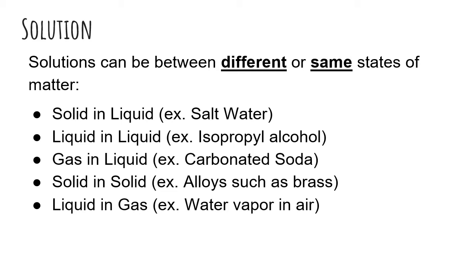We can dissolve a gas in a liquid. That's like carbonated soda or any carbonated beverage. It's got lots and lots of CO2 dissolved in that liquid. We can actually dissolve solids in solids. Those are called alloys. An example of that is brass. That's a mixture of zinc and carbon all combined together. And we can actually have liquids in a gas. Water vapor in the air is an example of a solution with a liquid in a gas.